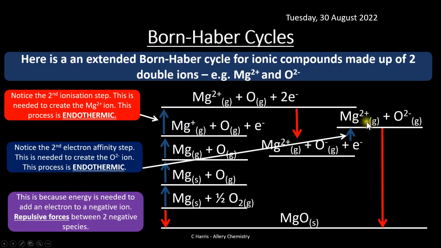And then what you're left with is Mg2+ and O2-, and then you draw the final step there. So just a couple of things to look out for. It's the second ionization, but it's really this bit here that's probably really important: anything where you have a second electron affinity, or even a third, is going to require energy. That's why there's a little blue arrow pointing upwards there for endothermic.